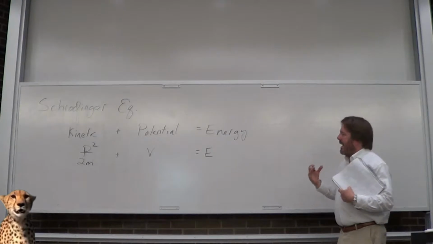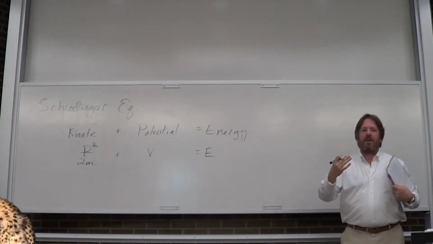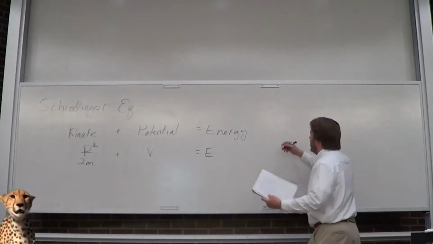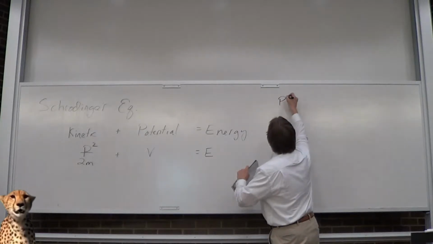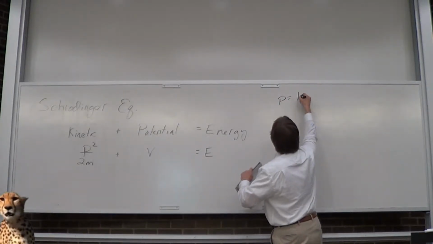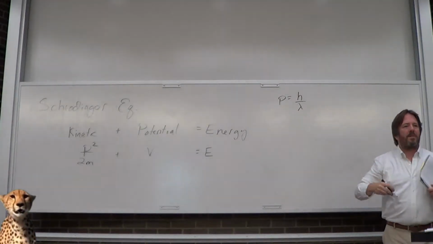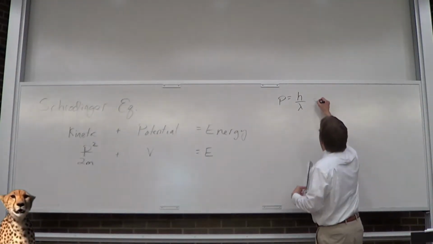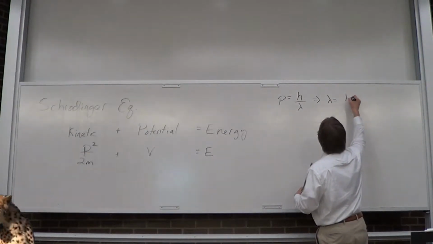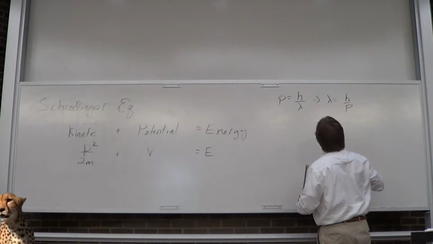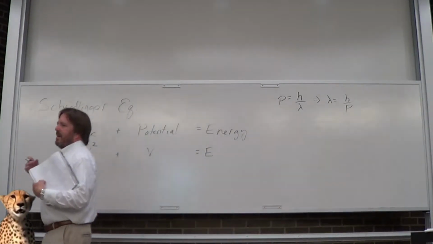Okay, now again, Schrodinger is looking at this and trying to figure out how to stick waves in. What about waves? Remember that deBroglie said, well, let me start with Einstein says the momentum of light is just h over the wavelength, and deBroglie says, okay, well, the wavelength of matter is this.